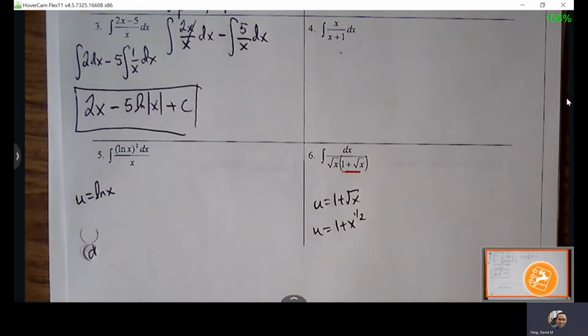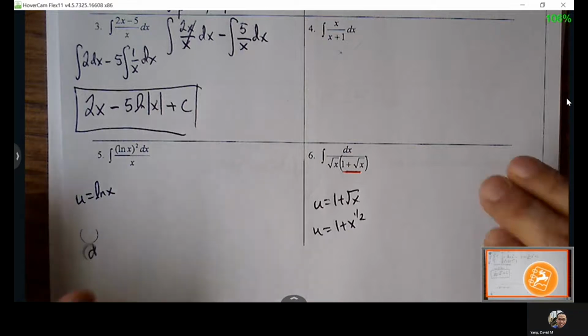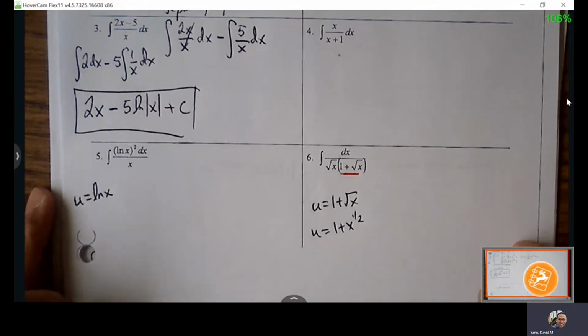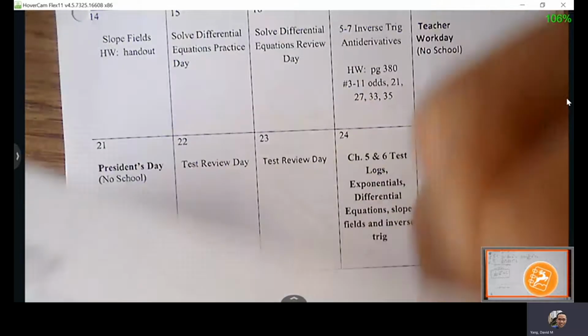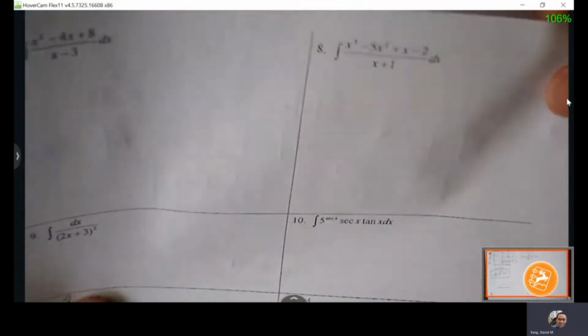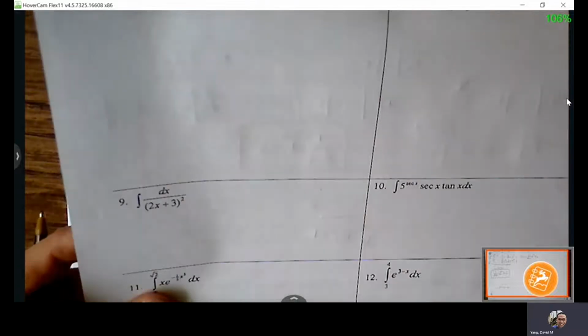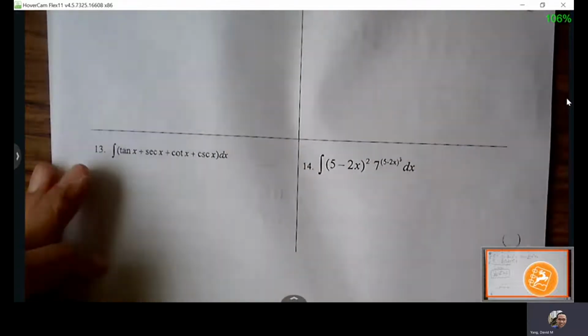Okay, what I want to focus on is on the back page, the top of the second page. 7 and 8, we will work through. This is one of the new methods that we learned. So take a look at number 7.